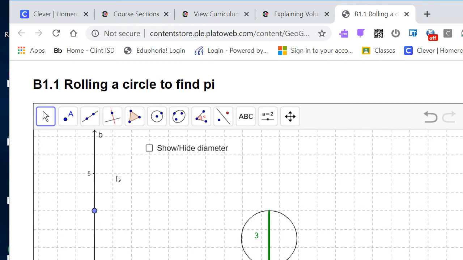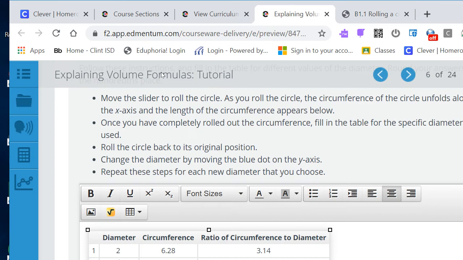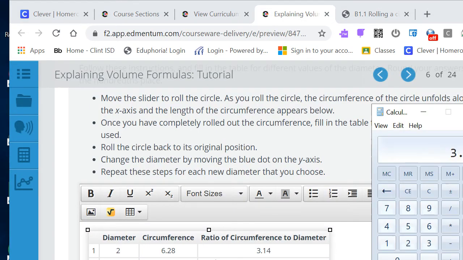when the diameter is 3, the circumference is 9.42. That means that everything around this circle measures 9.42. Okay? So diameter is 3, 9.42. Let me just double check. Yes, that's correct.